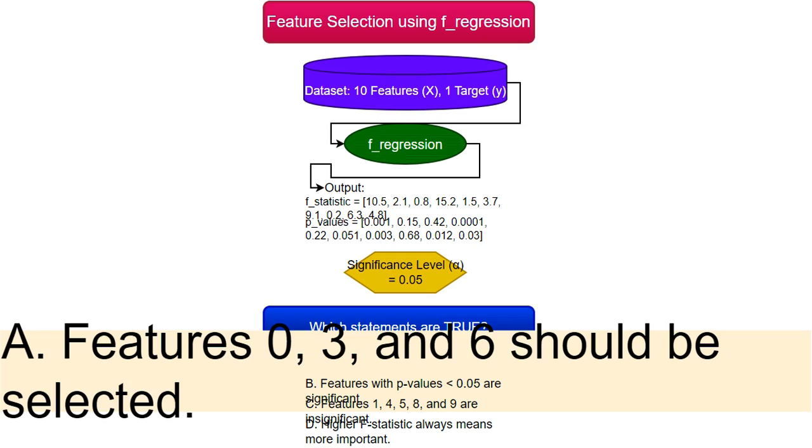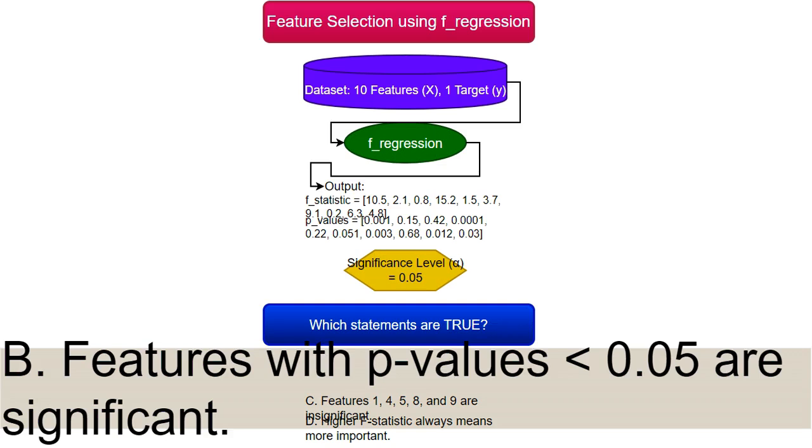This is a core concept in statistics. A p-value less than 0.05 indicates that the probability of observing the data if there were no relationship is less than 5%, meaning it's likely there is a real relationship between the feature and the target. Correct.